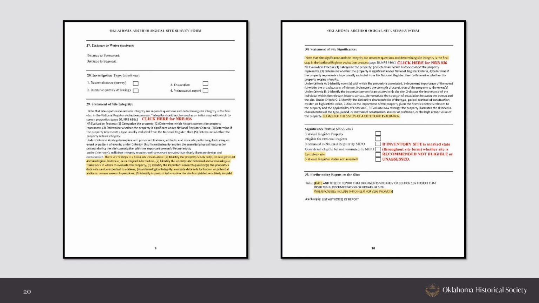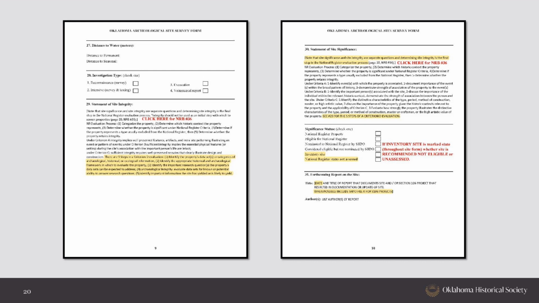And then the biggest issues I think that we see with site survey forms are in the integrity and significance sections. In order for a property to be eligible for the National Register, it has to have both significance and the integrity to communicate its significance. But these are two different things. A property can be significant and just have no integrity. But oftentimes we'll see archaeological site forms that say there's no integrity because there's no significance, or there's no significance because there's no integrity. Please recognize that these are two separate questions and answer to the best of your ability for a site that you're documenting.